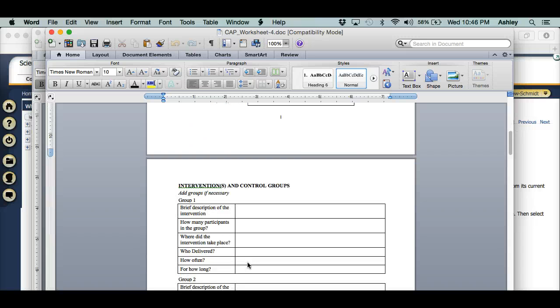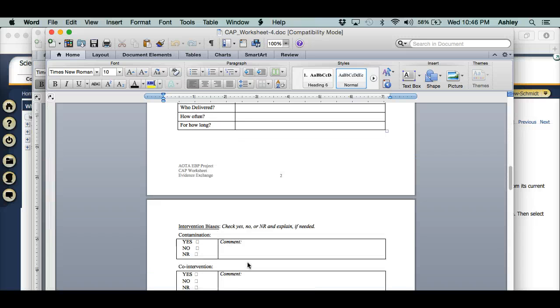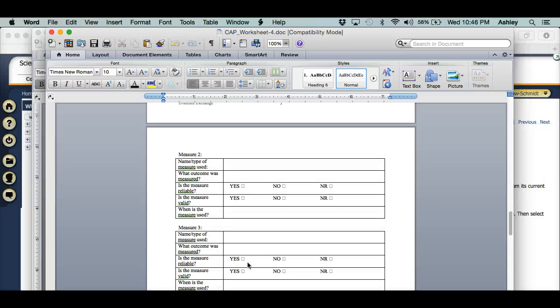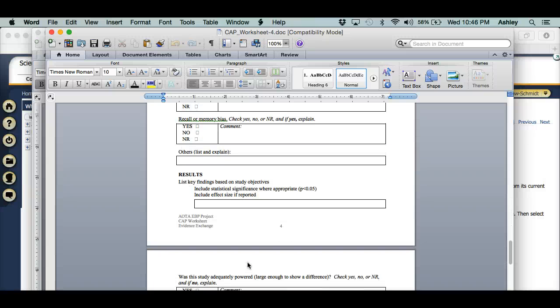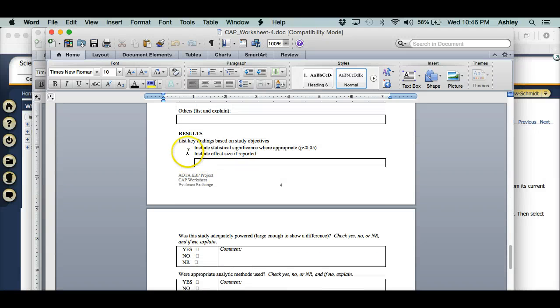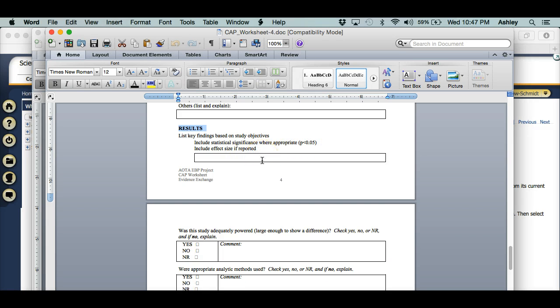Now we are going to go down and we are going to complete the rest of the CAP worksheet for all of your articles. So we're starting at this section right here, results. First and foremost, you're going to list your key finding based on study objectives. Include statistical significance when appropriate, and include effect size if reported.